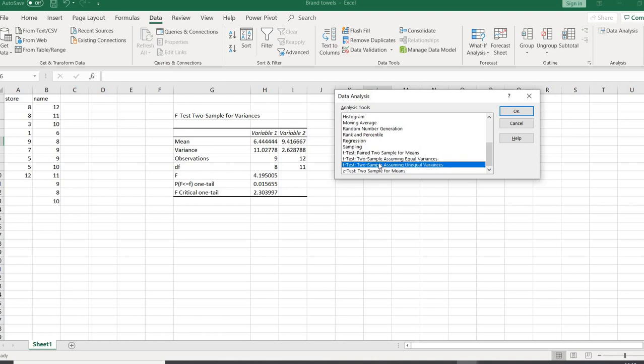Now, how will you know whether these two samples have equal or unequal variances? You run the F test. If after running it you find that the probability value is less than 0.05, and in this case we have run the F test and found that the one-tail probability value is less than 0.05, it simply means that we reject the null hypothesis of equal variance, and therefore we will run the t-test for unequal variance.